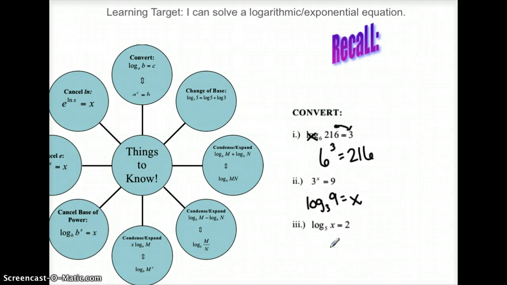This next one, like the first one, I started with a log, so I'm going to make it an exponential. The 5 first, and then the 2 and the x are going to switch places. So I'm actually going to have 5 squared equals x, which if I were solving, 5 squared would just be 25.